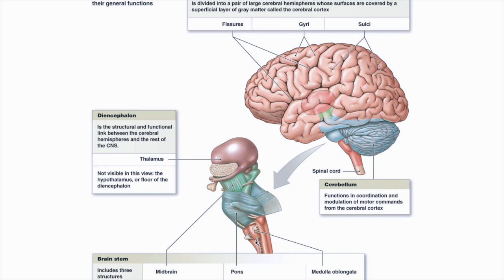Then the medulla oblongata relays sensory information and contains centers that regulate heart rate, breathing rate, and blood pressure. So it's a pretty important thing to have intact.